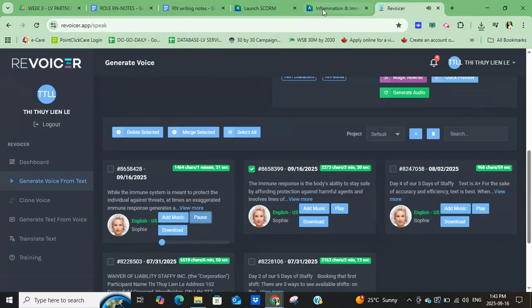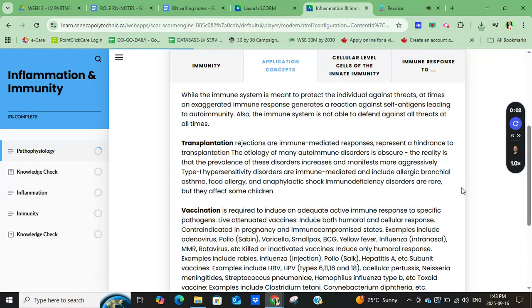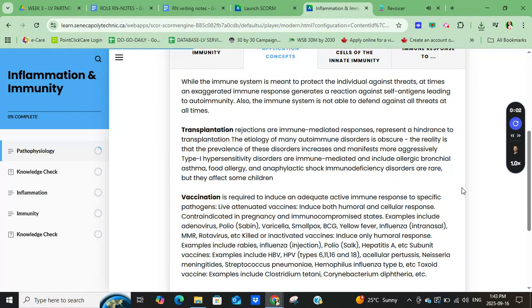While the immune system is meant to protect the individual against threats, at times an exaggerated immune response generates a reaction against self-antigens, leading to autoimmunity. Also, the immune system is not able to defend against all threats at all times. Transplantation rejections are immune-mediated responses and represent a hindrance to transplantation. The etiology of many autoimmune disorders is obscure. The reality is that the prevalence of these disorders increases and they manifest more aggressively.